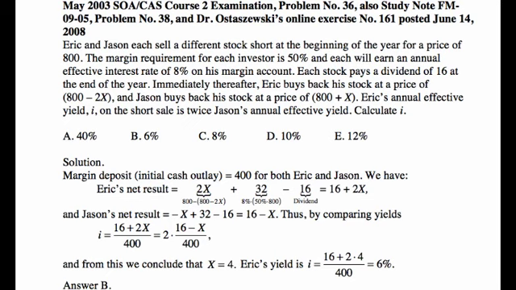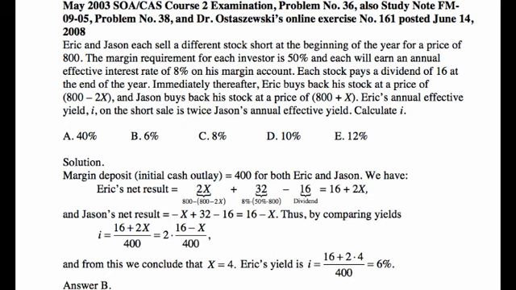Immediately thereafter, Eric buys back his stock at a price of 800 minus 2x, so a lower price, and Jason buys back his stock at a price of 800 plus x, so a higher price. Eric's annual effective yield i on the short sale is twice Jason's annual effective yield. Calculate i. So the margin deposit for both of them is 50% of 800, which is 400. And Eric's net result is the gain on the transaction, which is 2x, because he sold for 800 and bought back for 800 minus 2x.